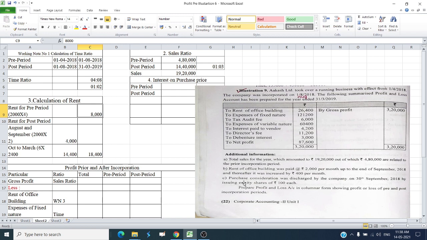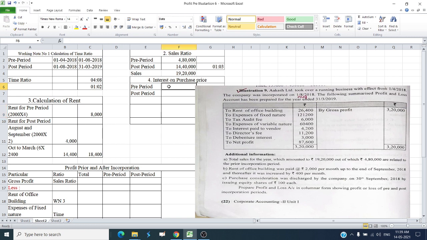Next see the third point, additional information. Purchase consideration was discharged by the company on 30th December 2018 by issuing equity shares of rupees 100 each. So with the help of this information, we will be able to find out the interest on purchase price. See the calculation, working note number 4, that is interest on purchase price.